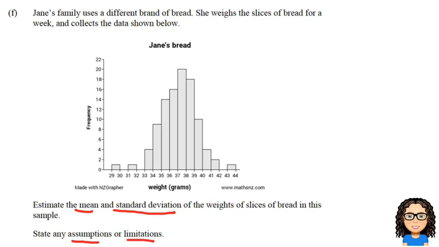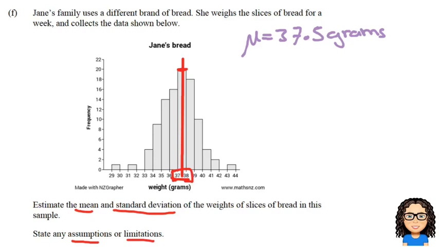So the first thing I'm going to do is find the tallest peak. Then the mean has to be right slap bang in the middle of that. Okay, so I'm just drawing a line going down there in the middle, and you can see it's going between 37 and 38. So what's halfway between 37 and 38? Well, that's a mean of 37.5, so 37.5 grams. That's what our mean is. So finding that one off the graph gets you your Achieved tick.